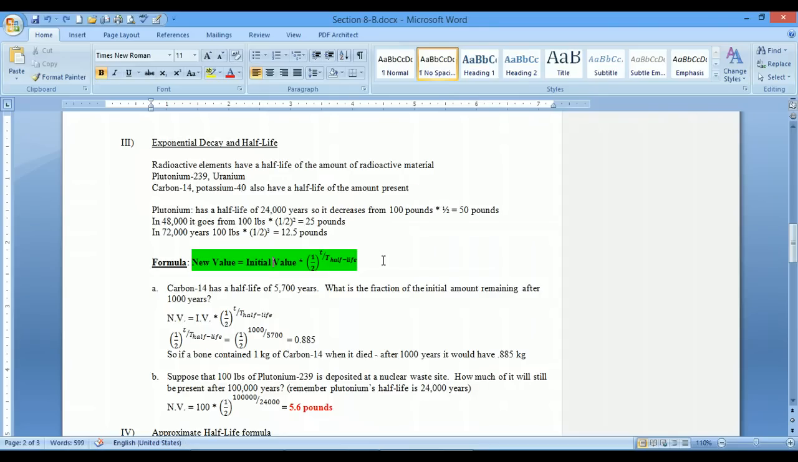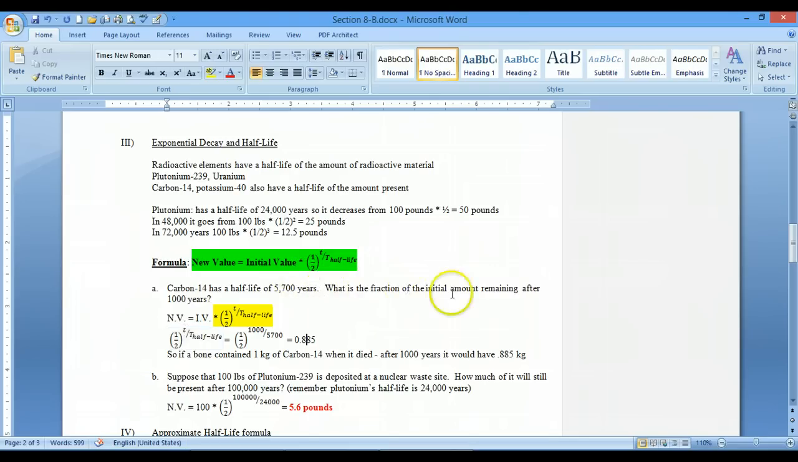If you've heard of carbon-14 dating, this is what they use. Carbon-14 has a half-life of 5,700 years. What is the fraction of the initial amount remaining after 1,000 years? So I have a new value equals the initial value times 1/2 because it's half-life, t for the time elapsed over t for the time of the half-life. Now I want to know the fraction or the factor of what it's going to be multiplied to the initial value. So I just take this portion of the equation and I have 1/2, raised to the time elapsed.